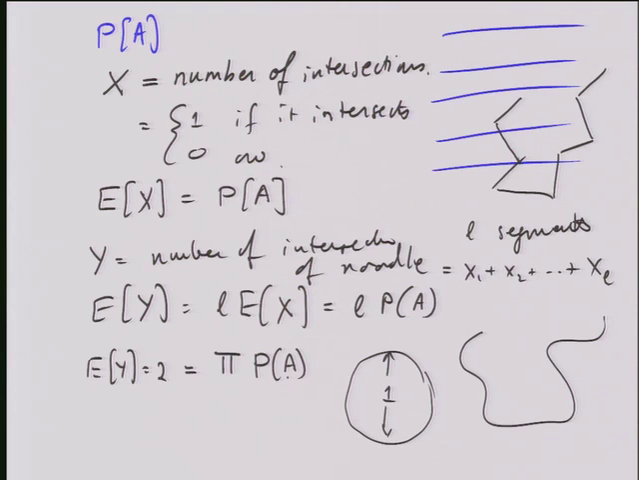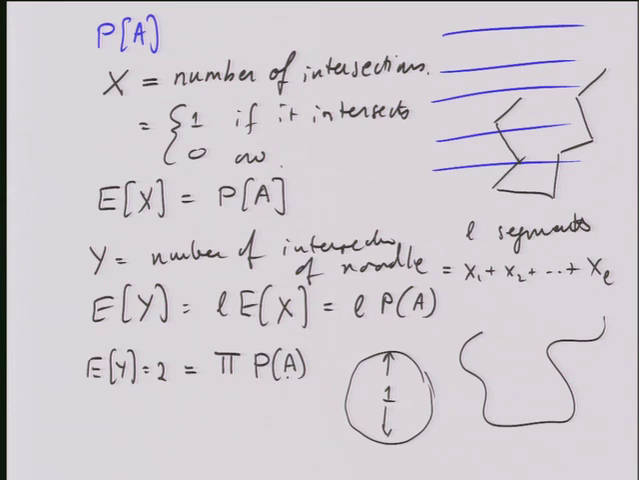Okay, so that's true no matter what the shape is. So now to solve this problem, we are going to be clever about picking the shape. We want to pick a shape so that we actually know what the expected value of y is. These lines are drawn one unit apart, so what we do is we pick a circle of diameter exactly 1.